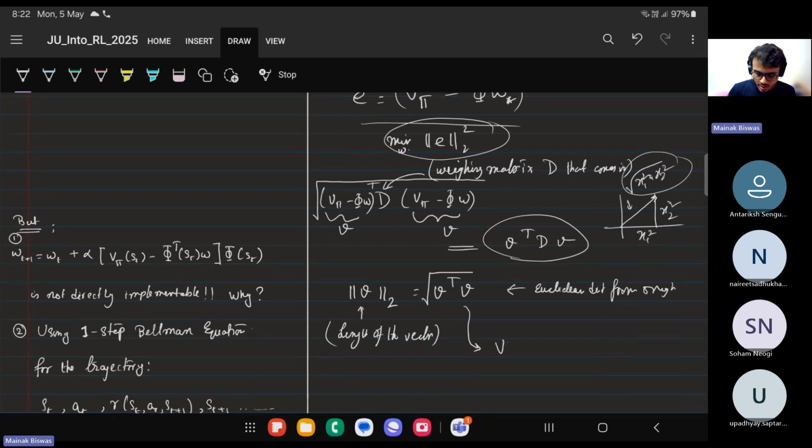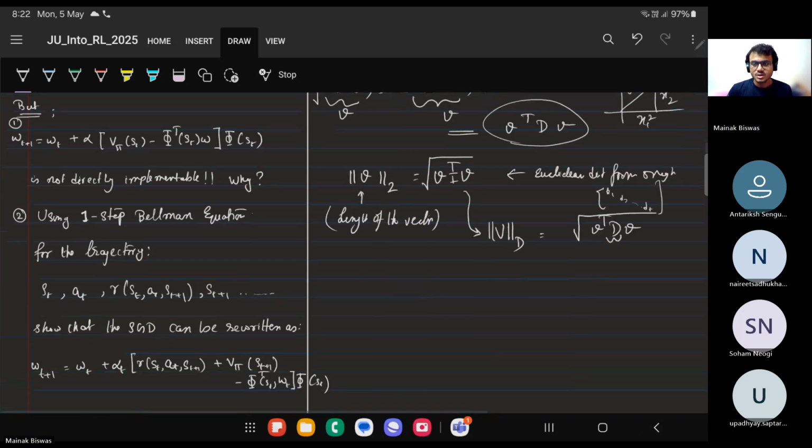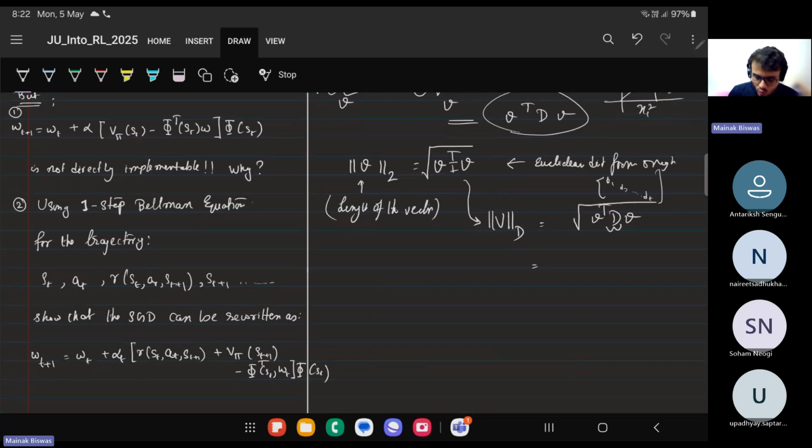So now, what is the induced vector norm? This, we have seen, is the square root of V transpose dV. Everything is the same. Here we had an identity matrix. Here we have one induced by a D matrix, which is again a diagonal matrix D1, D2, dot, dot, dot, Dd. Correct? Fine. So now, can I do something about it?